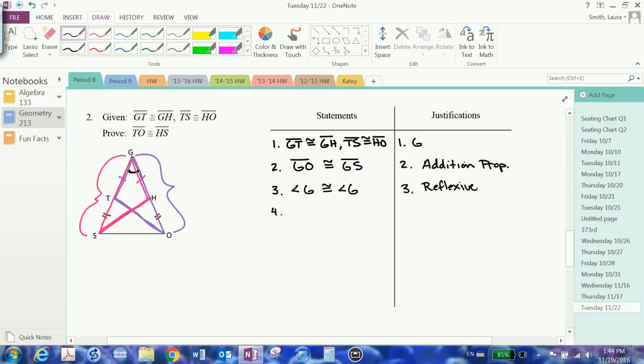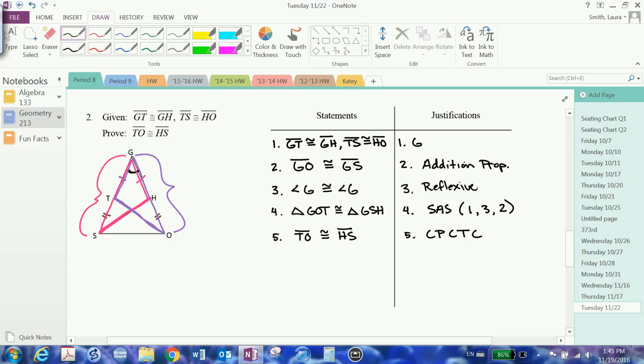So now I have it. I actually have these two triangles are congruent. I have triangle GOT congruent to triangle GSH by side angle side. I got my first side in step 1, I got my angle in step 3, and I got my second side in step 2. And so now TO will be congruent to HS because corresponding parts of congruent triangles are congruent.